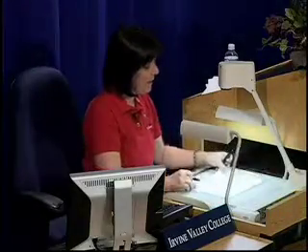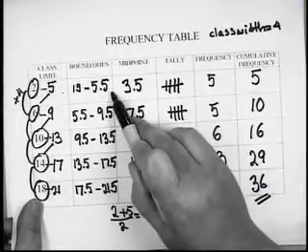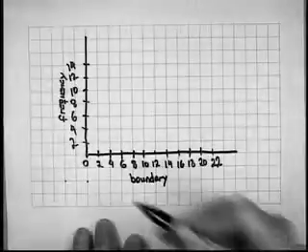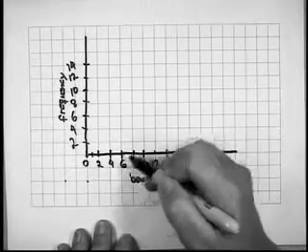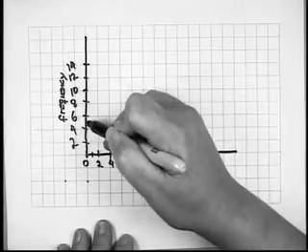Now, I'm going to look at my data. I know the first one is going to go from 1.5 to 5.5, and it's going to have a frequency of 5. 1.5 to 5.5, and it's going to have a frequency of 5.